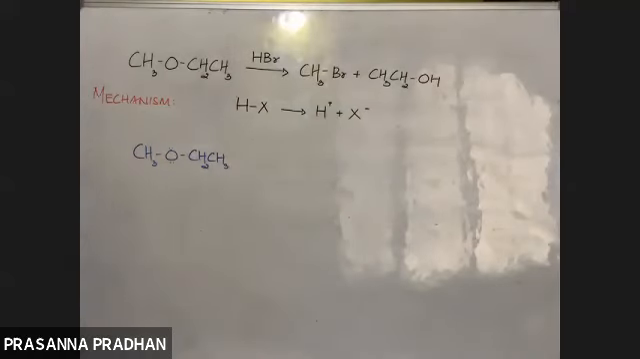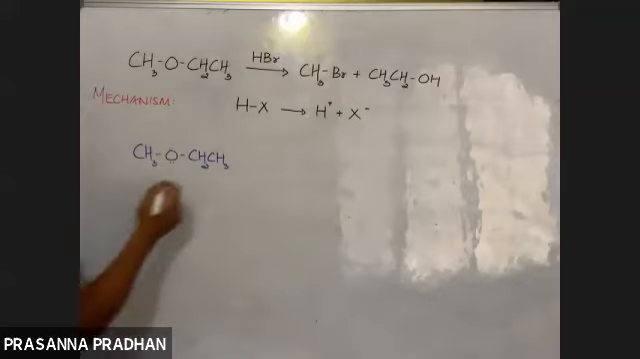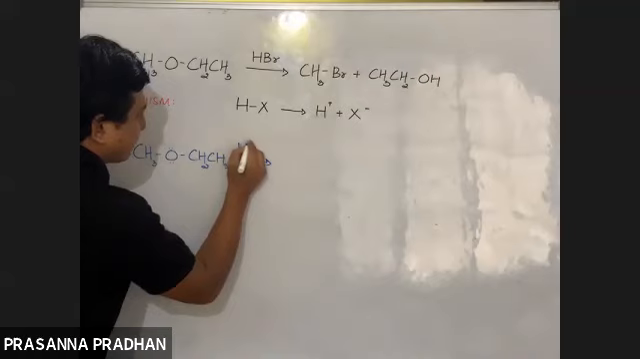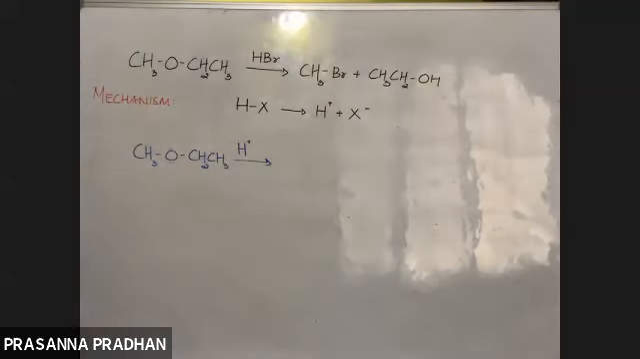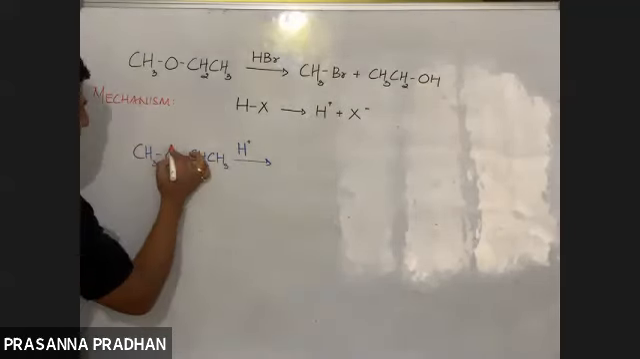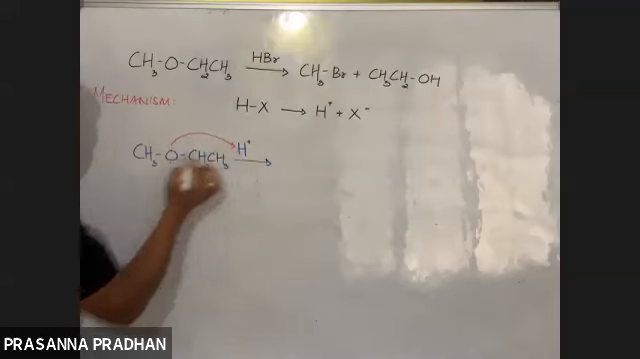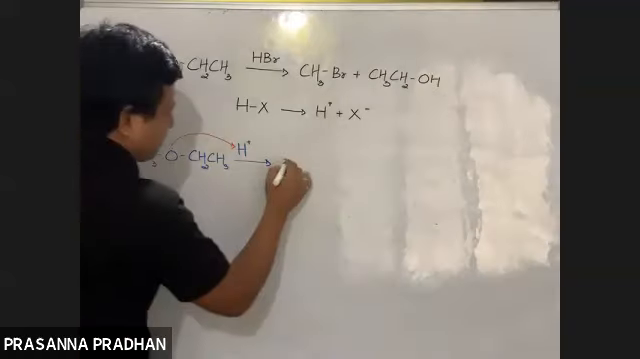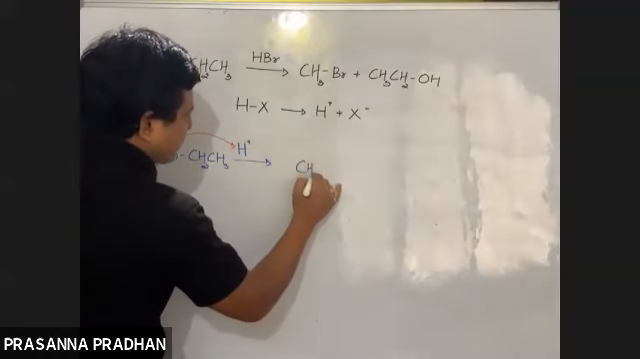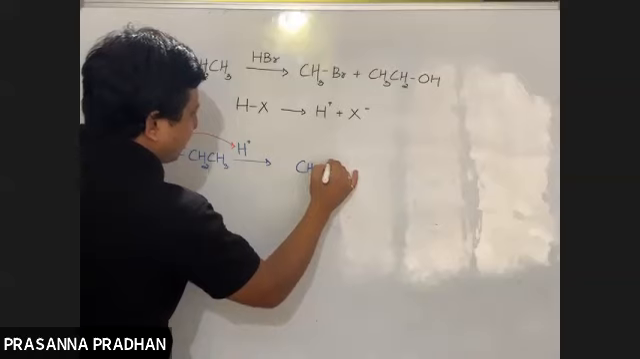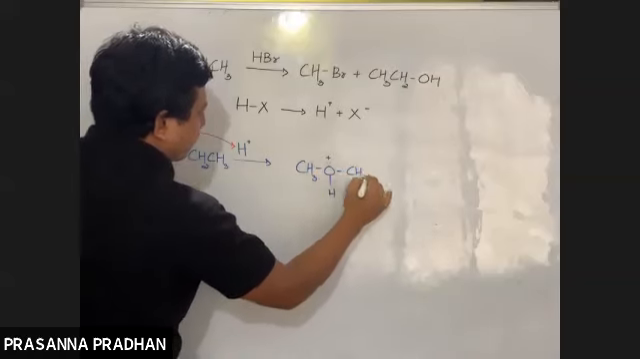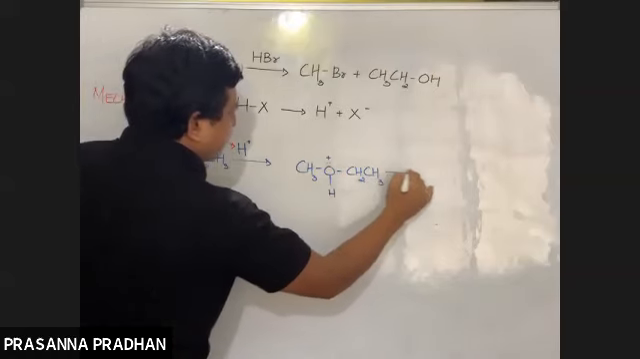Oxygen has a lone pair of electrons, and the acid is releasing a proton. So what will happen? There will be protonation of the ether like this. This oxygen, through its lone pair, will form a bond with this proton. Protonation, just like it happened in alcohol. So what do we get out here? We get CH3O, now oxygen contains a positive charge, CH2 CH3.